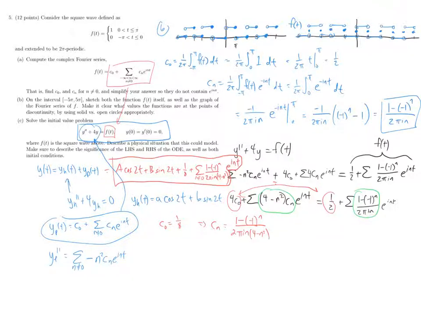This could model a mass-spring system where the forcing term is given by this square wave. Admittedly, it's more natural for a square wave to appear in an electrical engineering scenario than a mass-spring system, but let's just go with it. So the forcing term is this square wave, and the initial conditions say that initially the mass is at equilibrium and at rest. Both of these are 0.